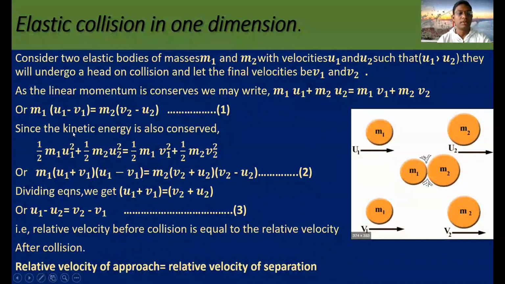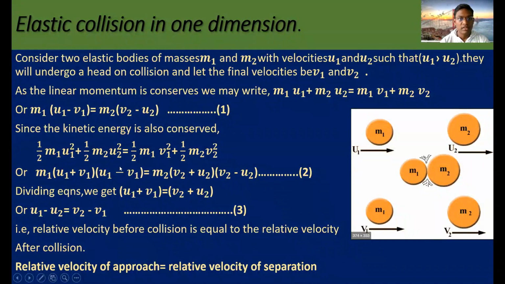Now see the next one. Since the kinetic energy is also conserved, as it is an elastic collision, so kinetic energy must be conserved, all right. Conserved means before and after collision, the total kinetic energy is the same. So before collision, the total kinetic energy, half m1 u1 square plus half m2 u2 square, is equal to half m1 v1 square plus half m2 v2 square. So these two make the total kinetic energy before collision, and these two make the total kinetic energy after collision.